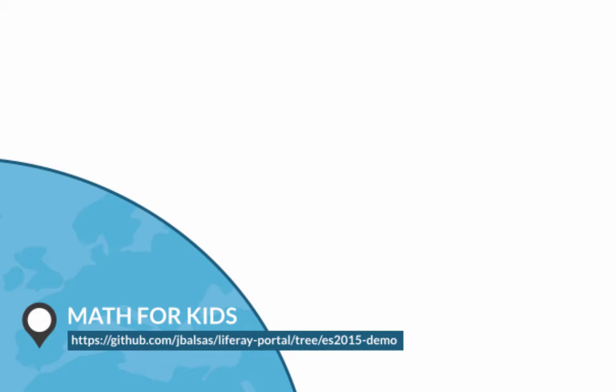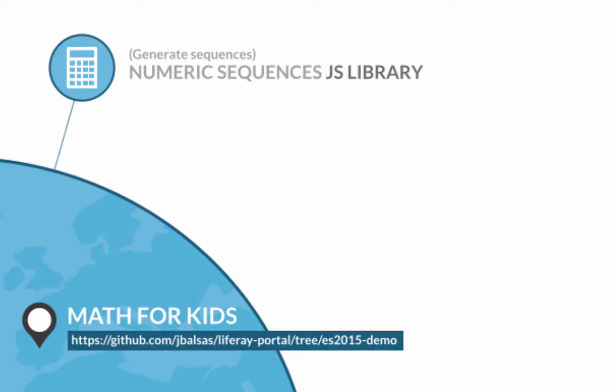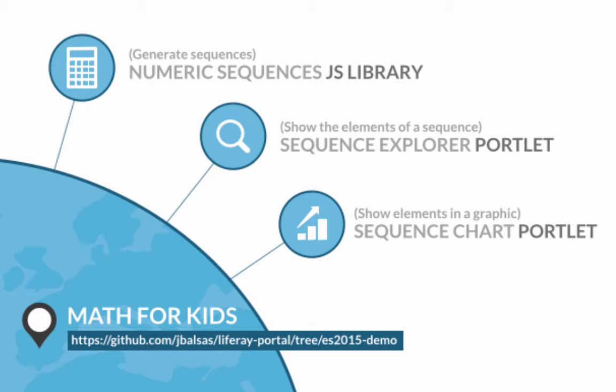Imagine for a moment that I want to build a small set of apps about math for kids. To teach them about numbers, I'll need a JS library that could work and generate numeric series, like the Fibonacci sequence. Then, I'd like to reuse this library in different portlets, so the kids could experiment and play with them.